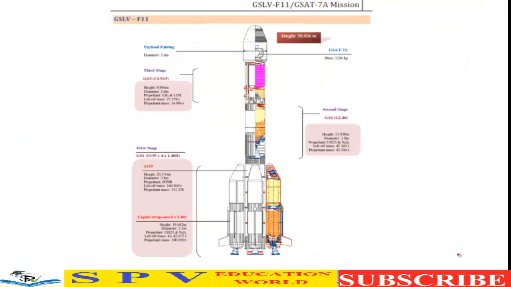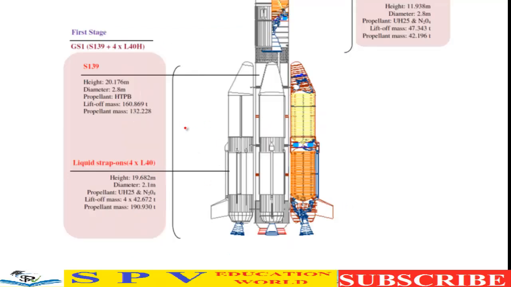Okay friends, these are the different stages of the launch vehicle through which the GSAT-7A communication satellite was launched, GSLV F11. See here, this is the first stage. The first stage has S139, a solid propellant stage with a length of 20 meters, and it is supported by 4 liquid strap-on propellants. These are the 4 liquid straps here. The sides which are connected are called liquid straps, and the middle one is called the S139 solid engine.